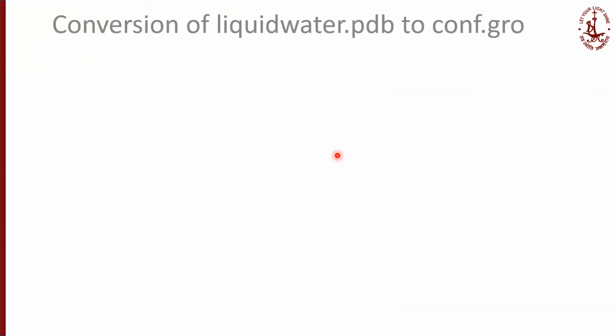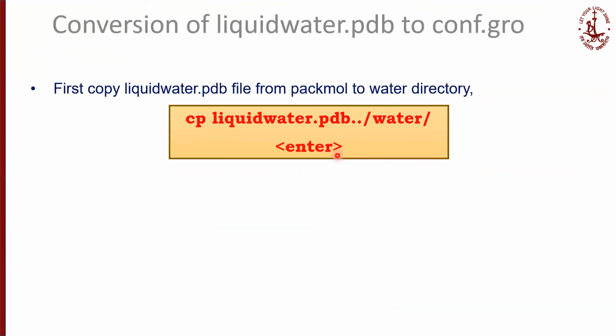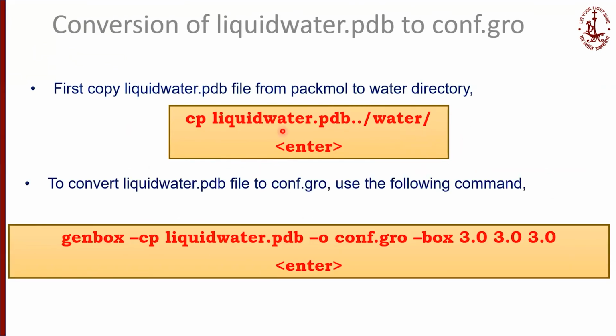Once you have your liquid_water.pdb file, you have to take it into another directory in your folder where you have created the water folder. Then you have to convert it into a GRO file, because PDB is not the format used for GROMACS calculation. It is the GRO format used. It is the GROMOS structure file format.